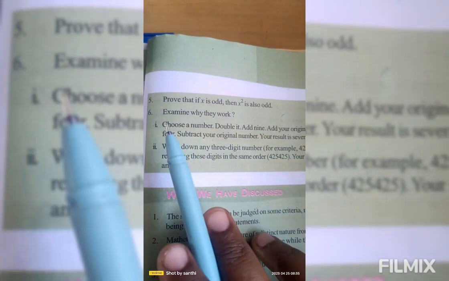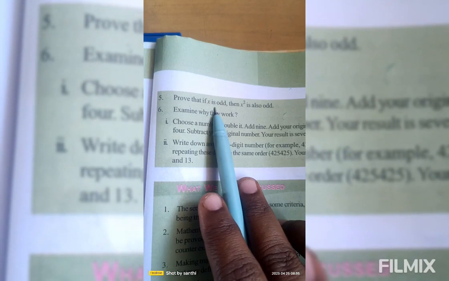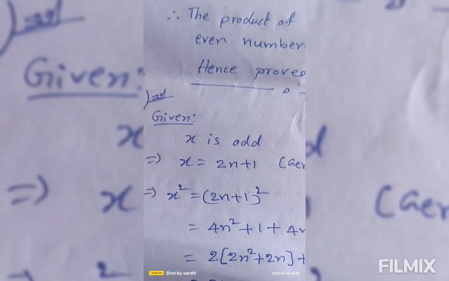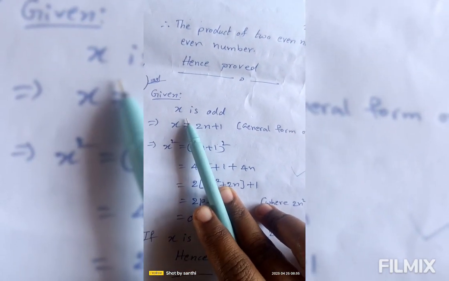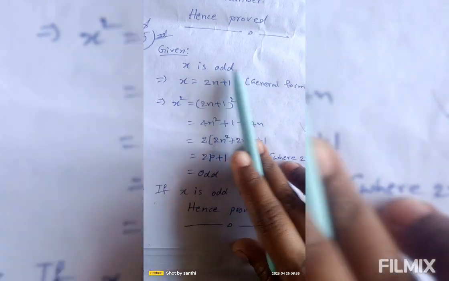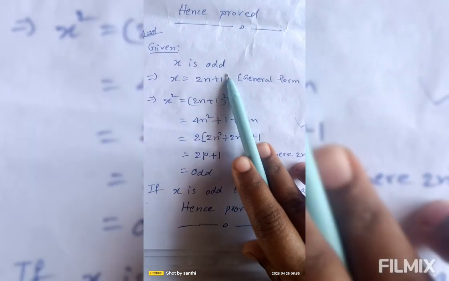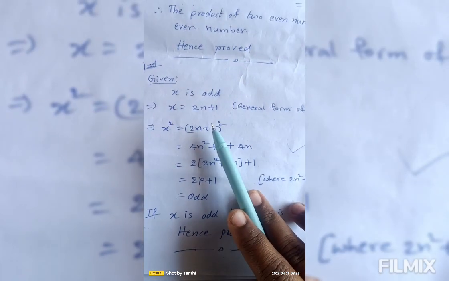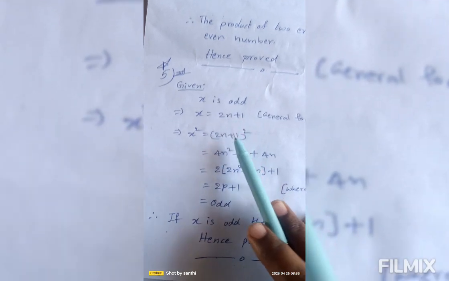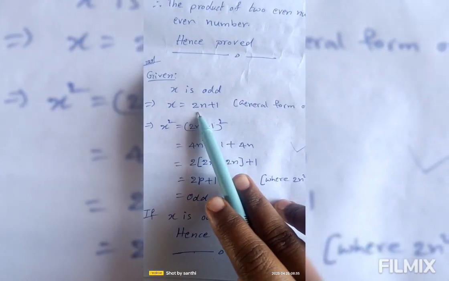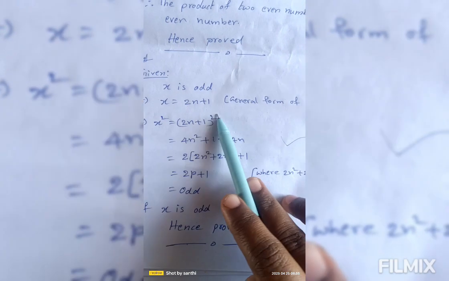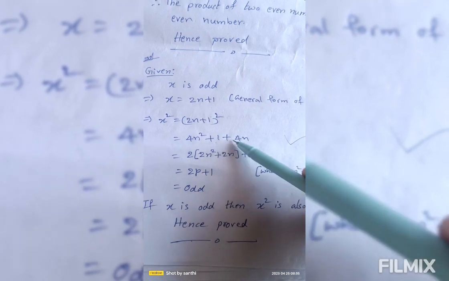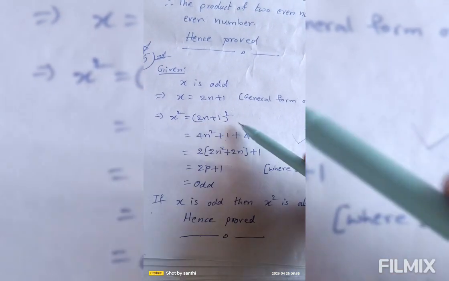And the fifth question is to prove that if x is odd, then x square is also odd. Let us take one odd number, x. X is odd. Then odd means general form 2n plus 1. They asked to prove that x square is also odd. X odd we have taken, x square we have to find out. X square means 2n plus 1 whole square. a plus b whole square: a square, 2 square, 4n square, plus b square, 1 square, 1. 2ab, 2 into 2, 4n, 4n.